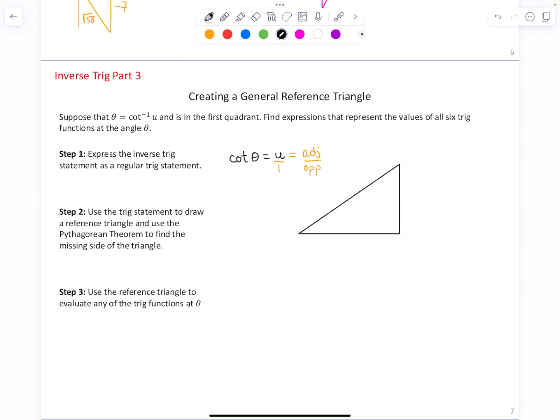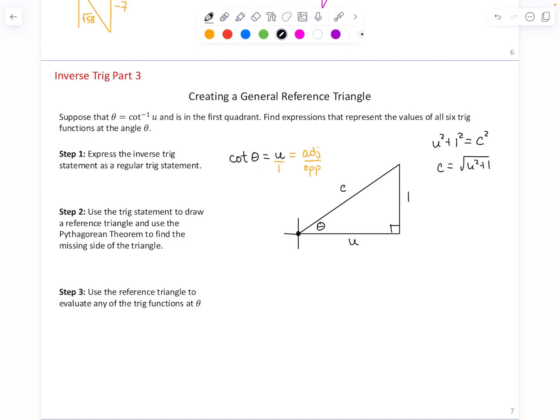So we draw a reference triangle. Remember, we are assuming that theta is first quadrant. Furthermore, we want the cotangent of this angle to be u, and we're thinking of u as being u over 1, where u is the adjacent and the opposite is 1. Pythagorean theorem can let me find the last side. If I call it c for a moment, we know that u squared plus 1 squared would have to be equal to c squared. So c itself would have to be the square root of u squared plus 1.